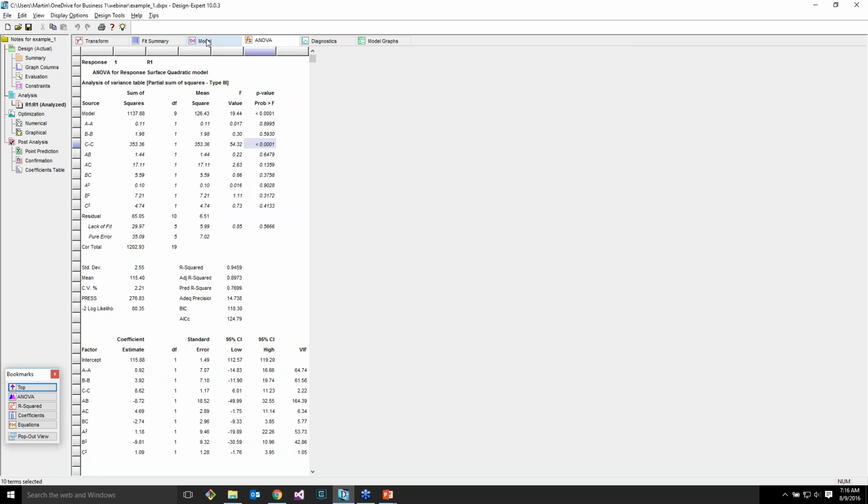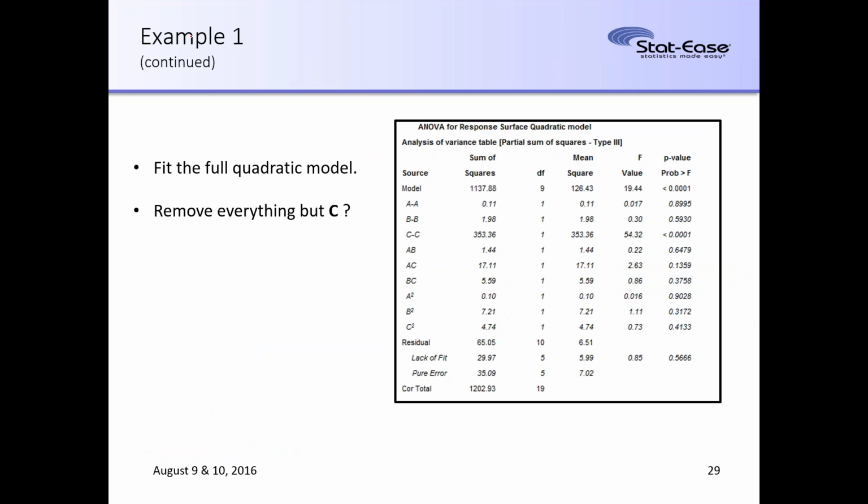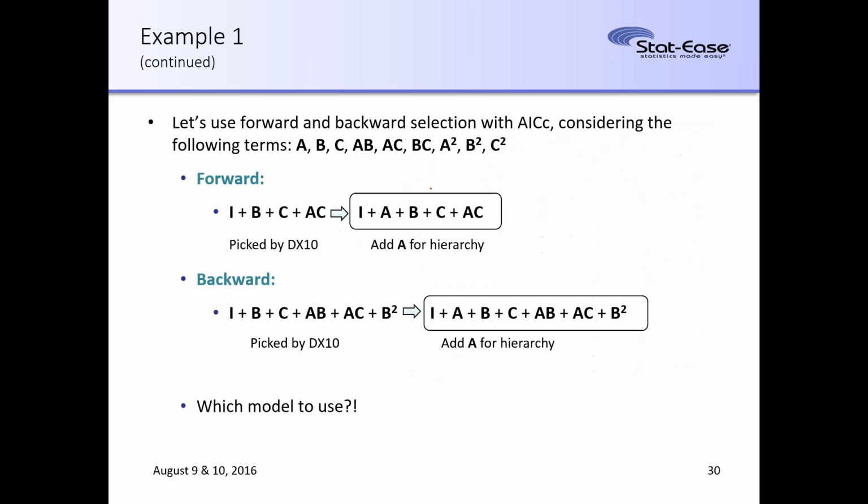Just for those of you that weren't able to see the text, I'll show you what the full quadratic model looks like on this slide here. Once again, it looks like C is the only term that appears important. So the question is, do we remove everything but C and simply refit? Okay, let's try automatic model selection here.